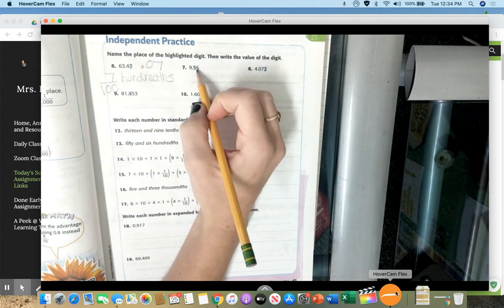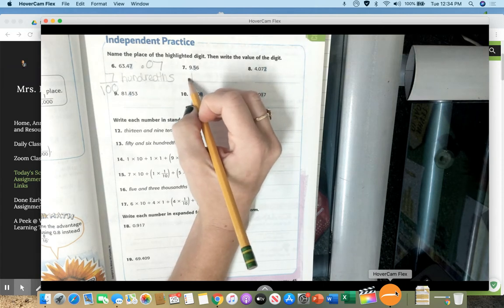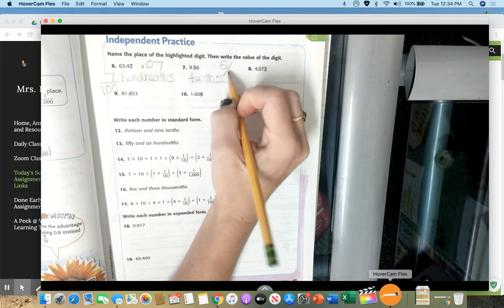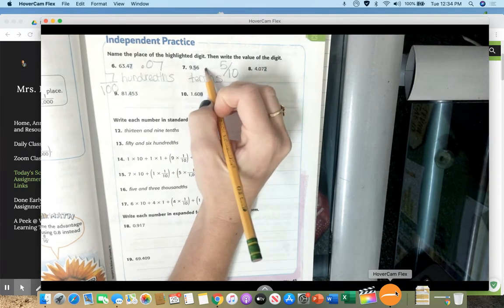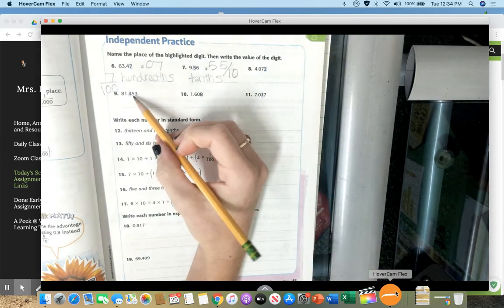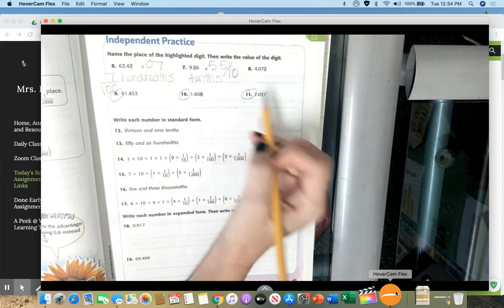Number 7, the 5. So what place is it in? We're going to write that down. It's in the tenths. And what's the value? 5 tenths. Or I could write 0.5. I'll do number 8, and then you're going to do 9, 10, and 11 on your own.